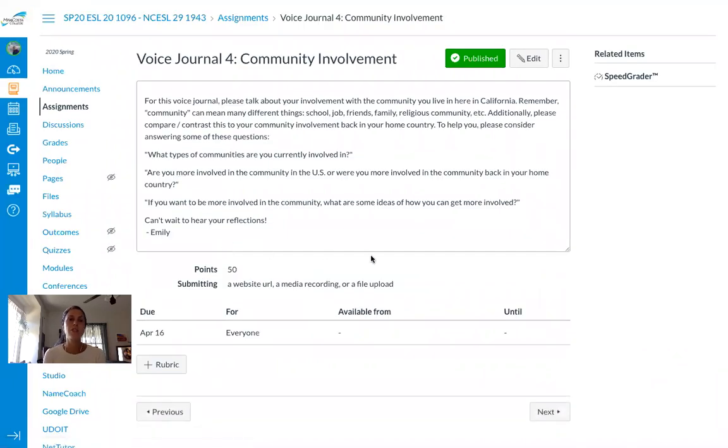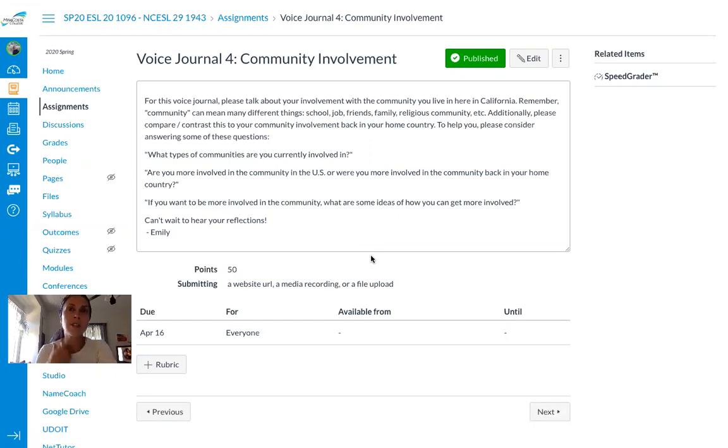So it says, for this voice journal, please talk about your involvement with the community you live in here in California. Remember, community can mean different things: school, jobs, friends, religious community. Additionally, please compare and contrast this to your community involvement back home. To help you, please consider some of these questions. What types of communities are you currently involved in? Are you more involved in the communities in the United States, or were you more involved in the communities back in your home country? And if you want to be more involved in the community, what are some ideas of how you can get more involved?